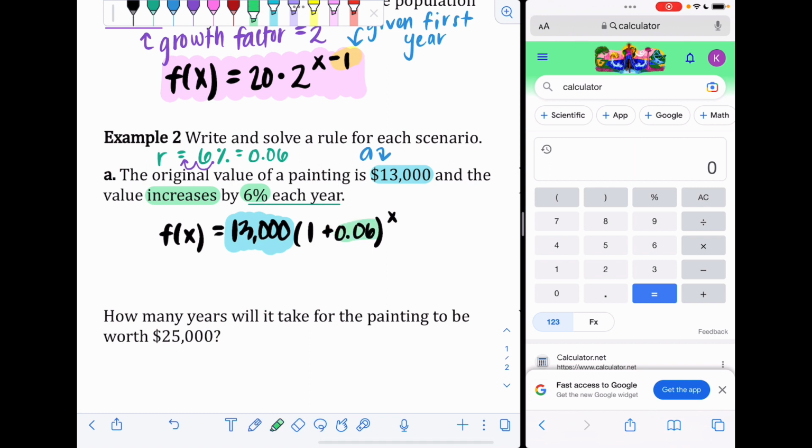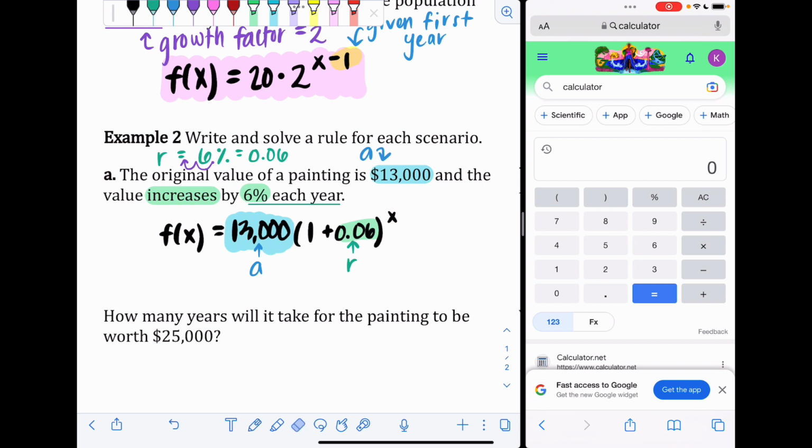Okay, so one more time, just how we got each value. A is the starting amount, that's this right here. The value of the painting started at $13,000. And then r is the rate that it's increasing by each year. It was 6%, but 6% as a decimal is 0.06. You can find that by taking 6 and dividing by 100.